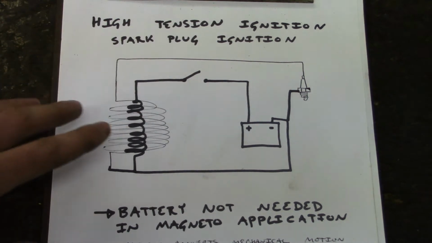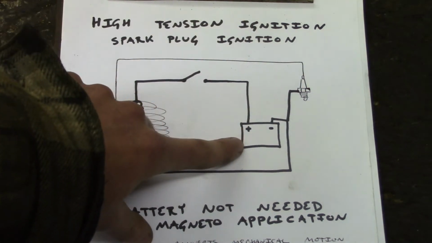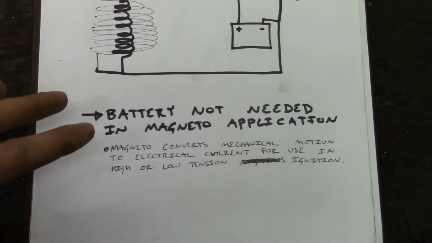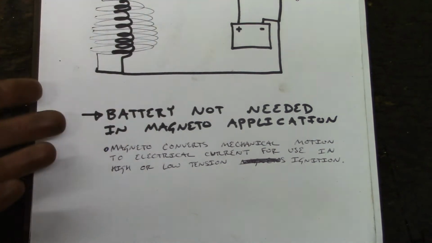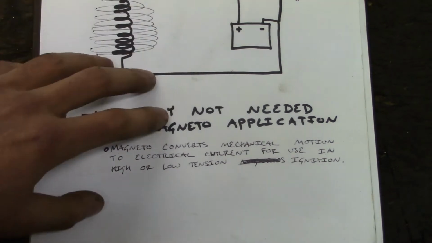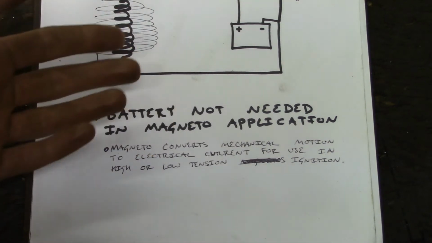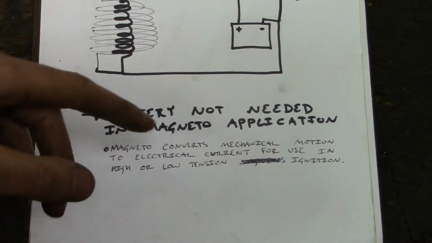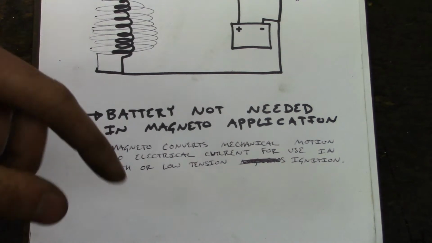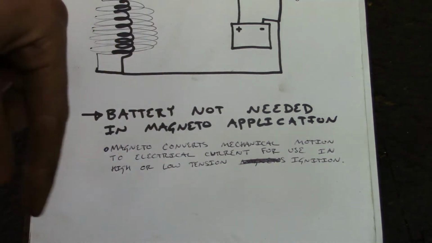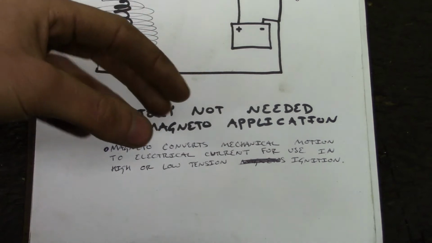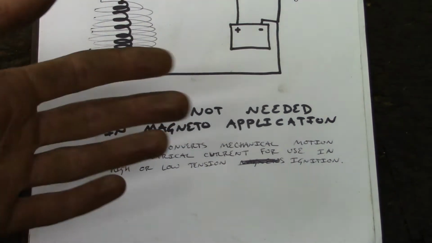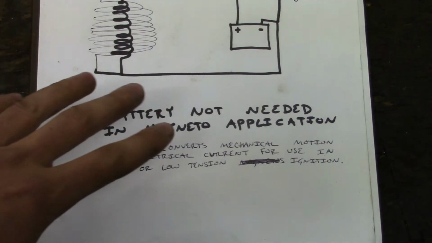Now in these two drawings I have used a battery as the power source, but a battery is definitely not required for spark ignition, whether it's high tension or low tension ignition. With a magneto application, and most of our hit and miss engines have magnetos, the magneto provides that power. It converts motion, typically either a rotary motion or an impulse or flick motion, into electrical current. With that being said, our classroom session is done.